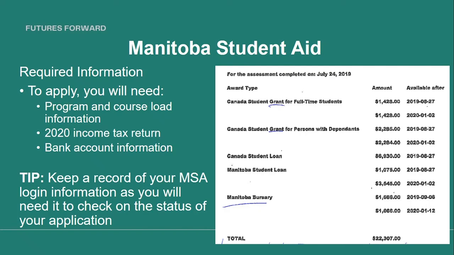So with that, plus the Canada Student Loan and a Manitoba Student Loan, they were able to receive 22,307. With that, they don't have to pay back the grants, but they do have to pay back the loans. Okay, so this is the amount of loan they received, and these are the grants that they received, and this is the bursary that they received.